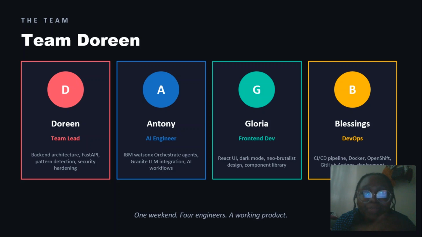So this was my team. Doreen is our lead, Anthony is our AI engineer, Gloria was our front-end developer, and I was the DevOps engineer. We've worked together to bring this solution to life and ensure that we're not just copy-pasting what is currently there. We're building something different based on problems that we have already seen.